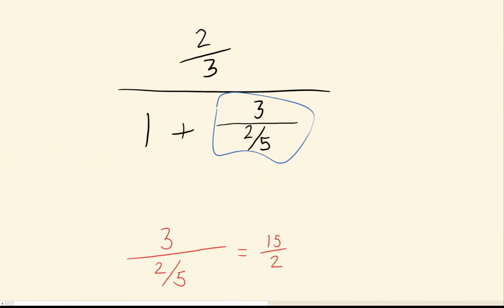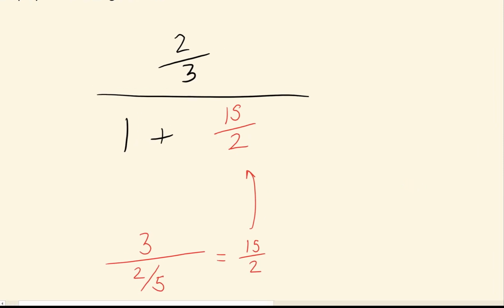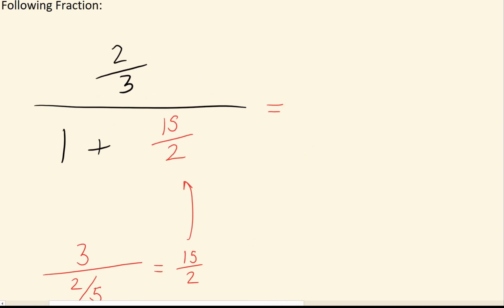So we can now plug that in, we can rewrite that. So rather than 3 over 2/5, that is simply 15 over 2. And now it's the same rules as before. We're going to write this as one big fraction. So again, a common denominator of 2. That means 1 will become 2 over 2. So I've now got 2/3 over 17 over 2.